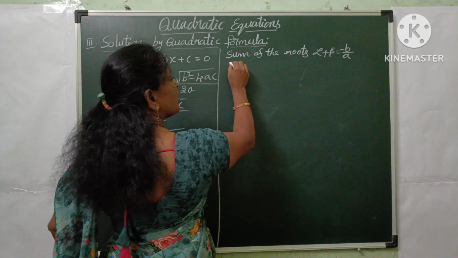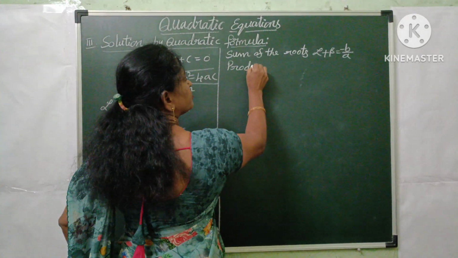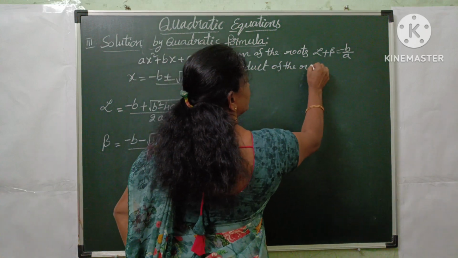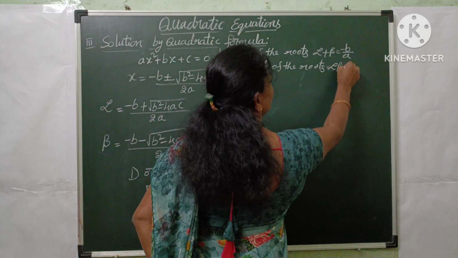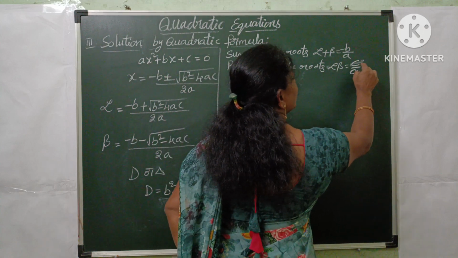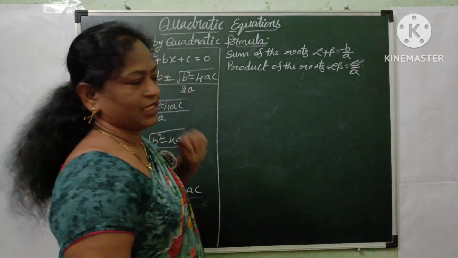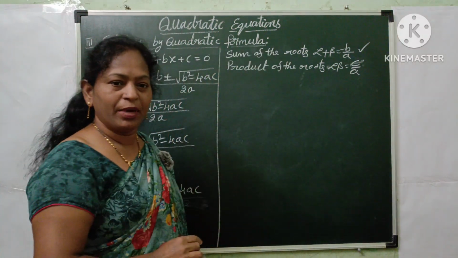Next, product of the roots. Right. What is the product of the roots? Alpha beta equal to c by a. Here c is the constant term and a is the coefficient of x square. Now let us prove this, the sum of the roots, minus b by a.